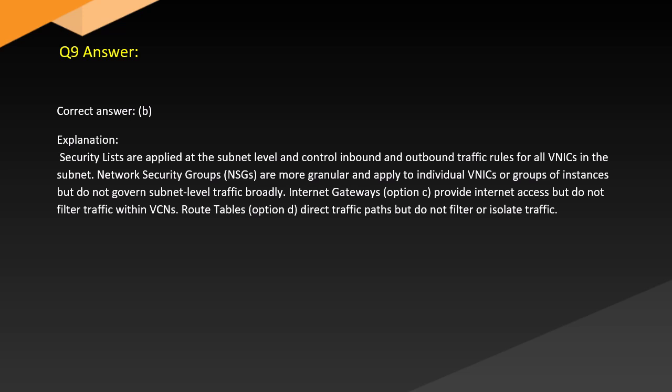Security lists are applied at the subnet level and control inbound and outbound traffic rules for all VNICs in the subnet. Network security groups, NSGs, are more granular and apply to individual VNICs or groups of instances, but do not govern subnet level traffic broadly. Internet gateways, option C, provide internet access but do not filter traffic within VCNs. Route tables, option D, direct traffic paths but do not filter or isolate traffic.